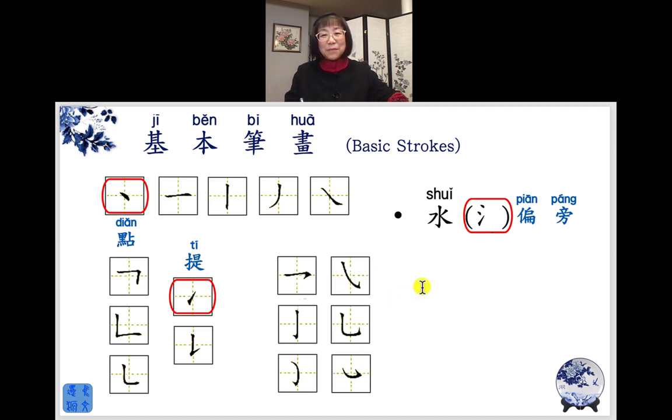So now let's first review the strokes of 偏旁 of 水. We start with 点, and then the second stroke is another 点. The third one is this T. T is start from bottom and then go up, and at the end is a tip.